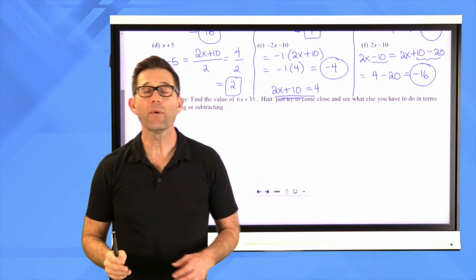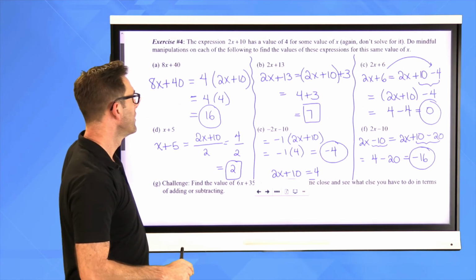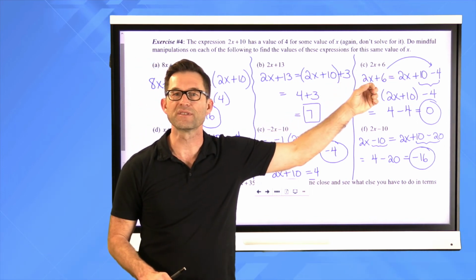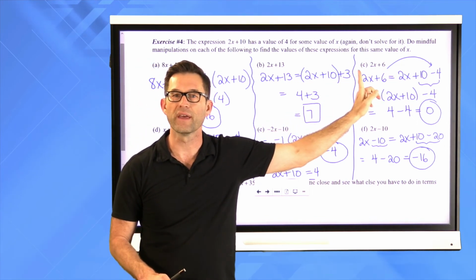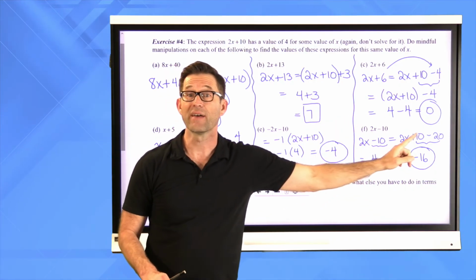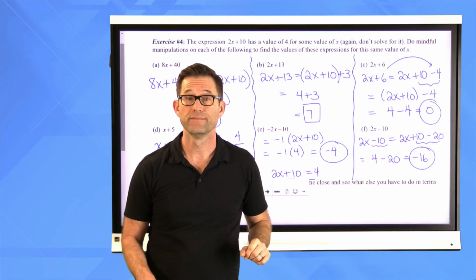All right, and that one is a little bit trickier because you really have to extend. It's actually very similar to letter C, where I had to start with 2x plus 10 and decrease by 4 to get to 2x plus 6. Here I start off with 2x plus 10 and I have to decrease by 20 to get all the way down to 2x minus 10.